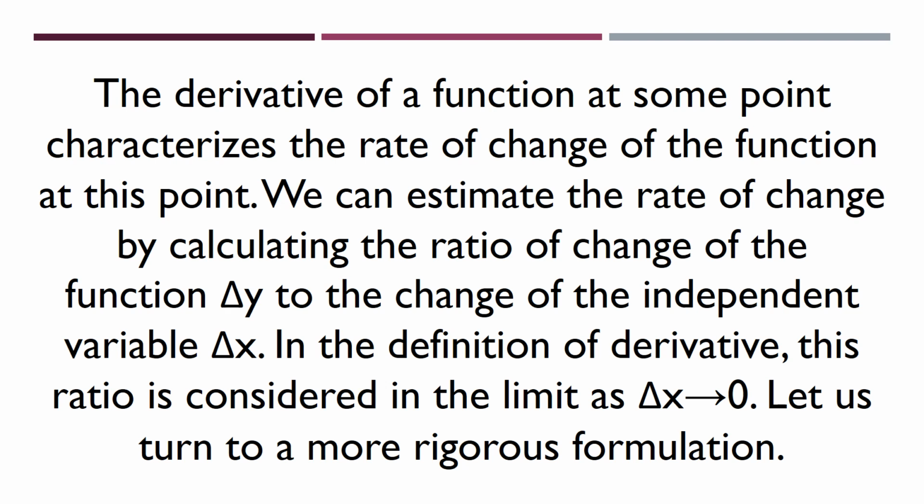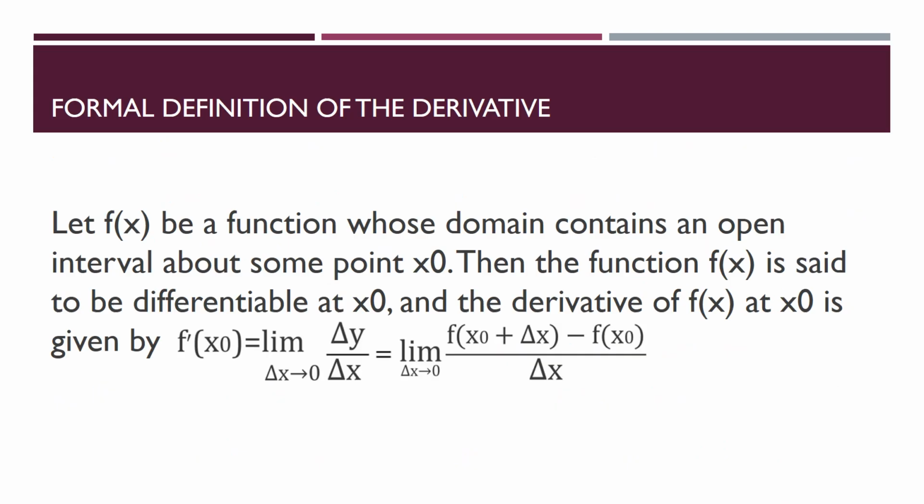Now, we can calculate the rate of change by calculating the ratio of the change in vertical positions to the change in the horizontal positions, or let's say delta y all over delta x. As you probably know, this is the slope formula that some of you have already learned back in junior high school. Now, in the definition of a derivative, this ratio is considered in the limit as delta x approaches 0. Let's turn to a more rigorous formulation.